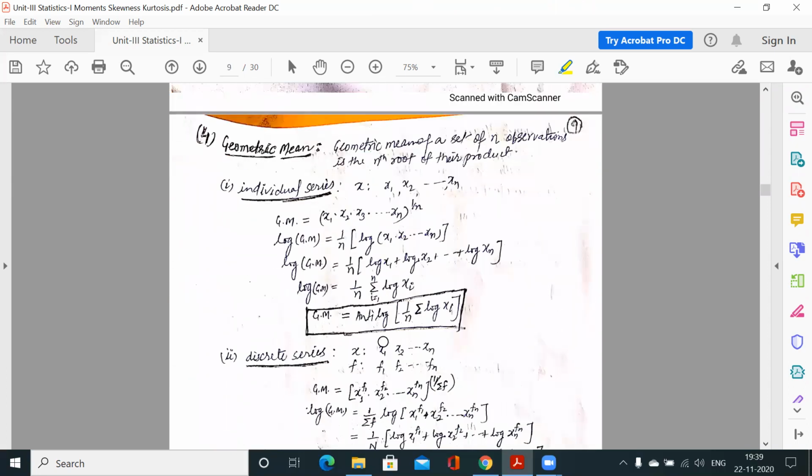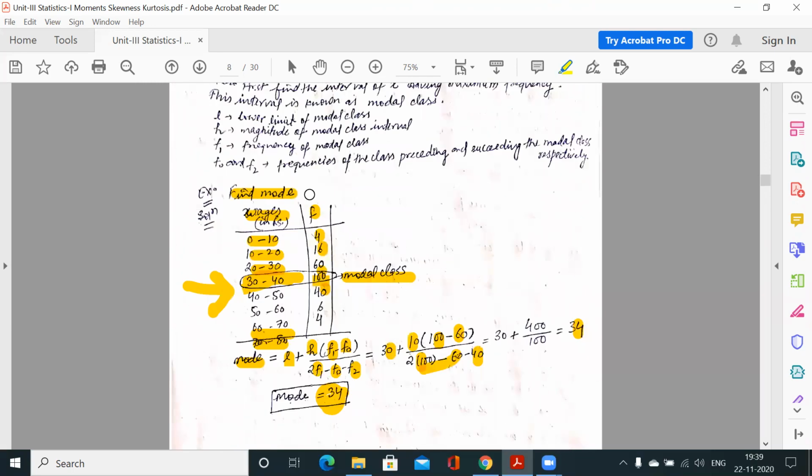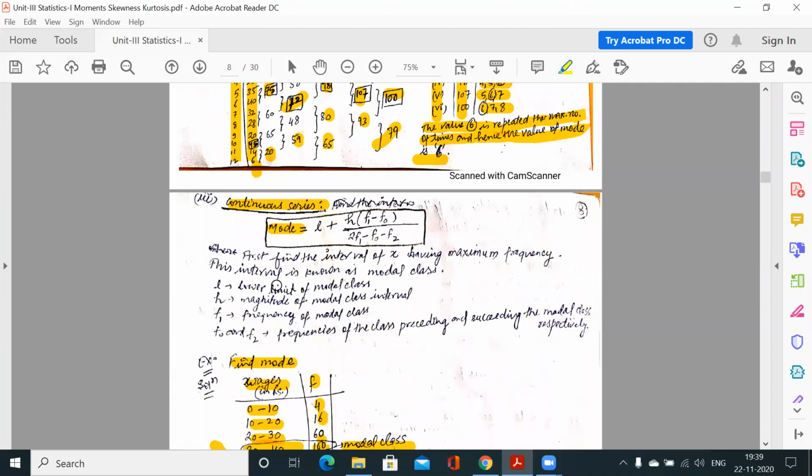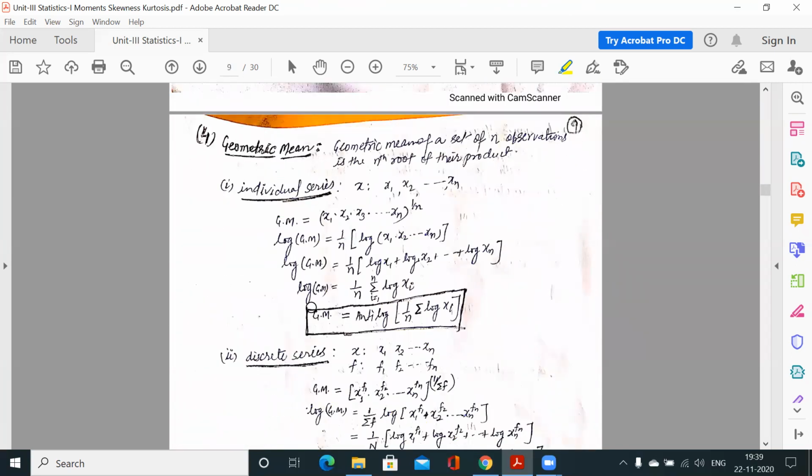So this was about mode. Now the geometric mean. I am giving you the formulas only; you can apply these formulas to any of the questions: individual series, discrete series, continuous series. So what is the process to find the geometric mean? For an individual series, we have X values only, X1, X2 up to N values. The geometric mean is the nth root of the product of N values.